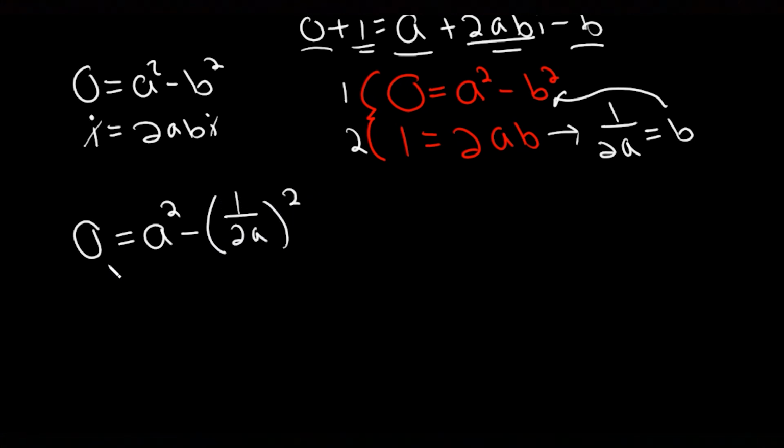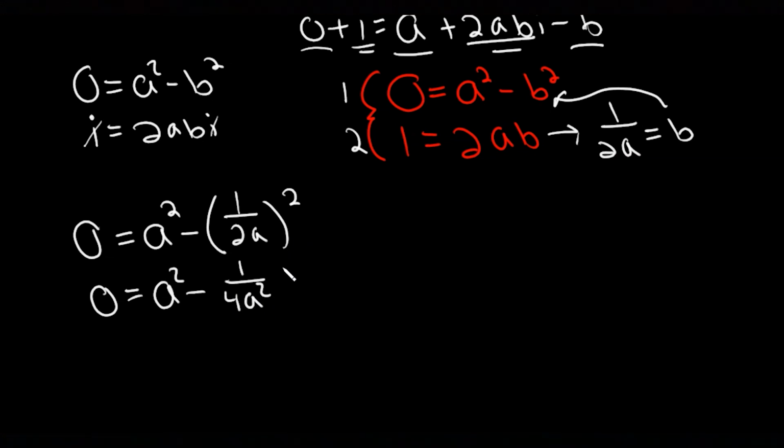And then we're going to go ahead and solve for A here. So we get 0 is equal to A squared. Remember, this exponent has to be applied to both your numerator and denominator. So when you do that, you get 1 squared, that's 1. 2A squared is going to give you 4A squared. So I'm going to rewrite this as minus 1 over 4A squared.